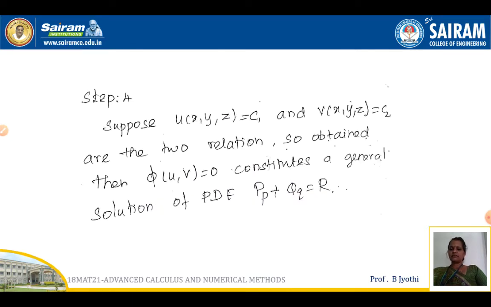The next step, suppose u of x, y, z is equal to c1 and v of x, y, z is equal to c2 are the two relations so obtained, then phi of u, v is equal to 0 constitutes a general solution of the PDE Pp plus Qq is equal to R. These are the steps involved in order to solve by Lagrange's method. Let's see the problems now.